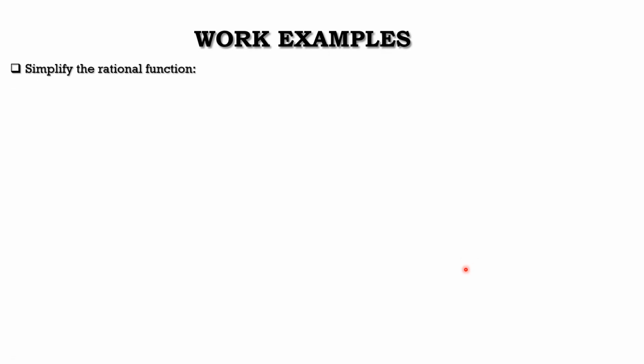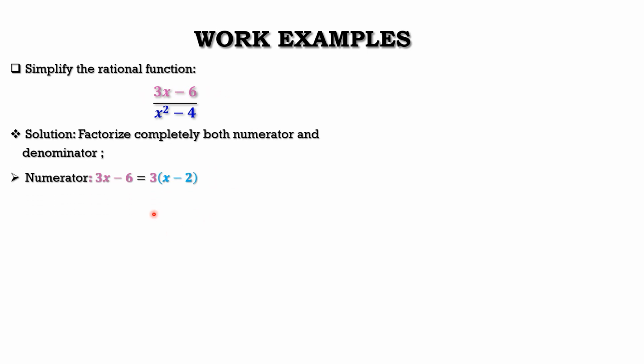Now, let's work on some simple examples. Simplify the rational function 3x minus 6 all divided by x squared minus 4. First, let me look at the numerator. Is there a common factor between 3x and 6? The answer is yes. So I can factorize out 3 from this numerator to have x minus 2 in the other bracket.